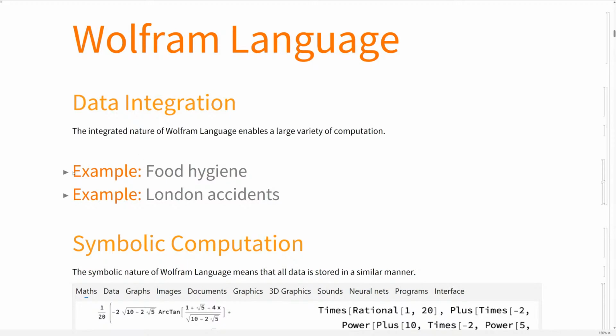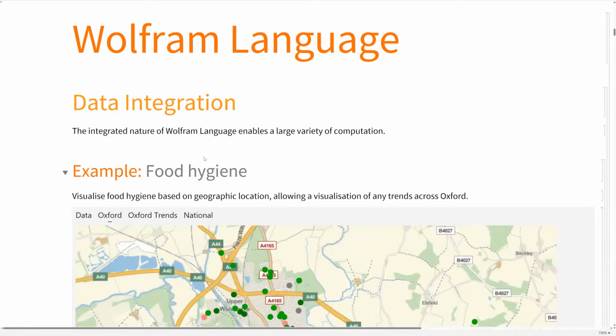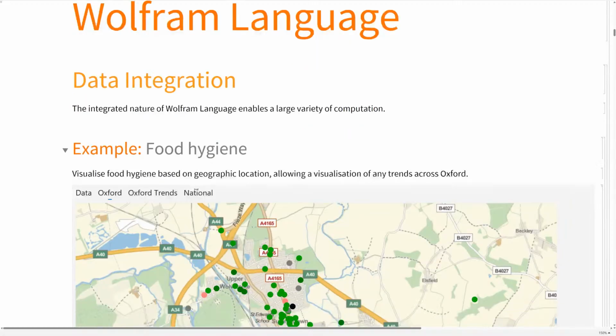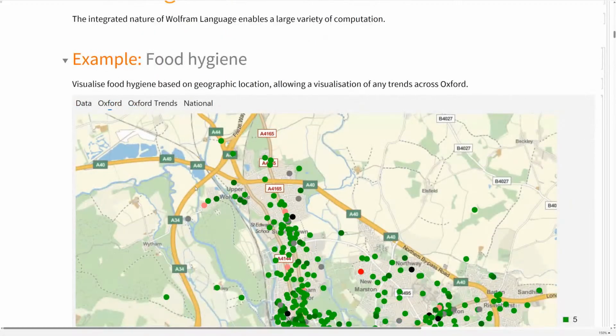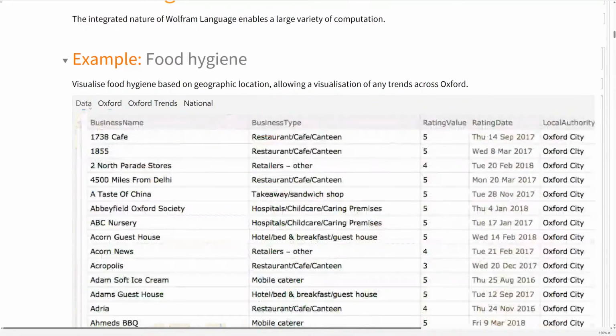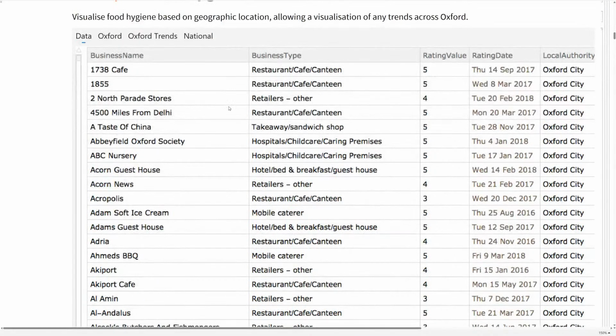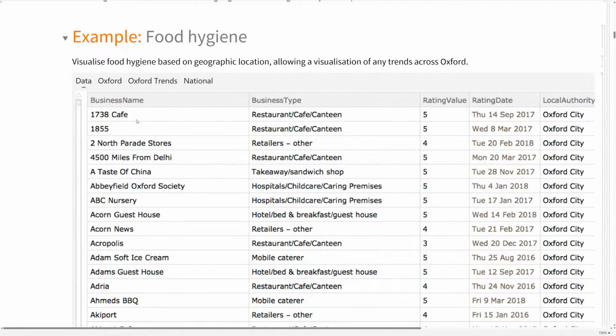We can now look at one example to see the integrated nature of Wolfram Language, from bringing in data to analyzing and visualization, all of that. The first example is the food hygiene map. Here we have all of this data from a UK government API. We're pulling the data, like the restaurant's name and what kind of business that is, and this is the most important one.